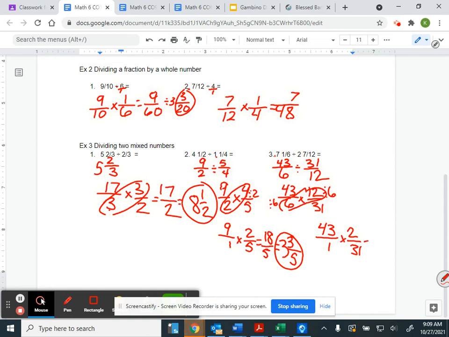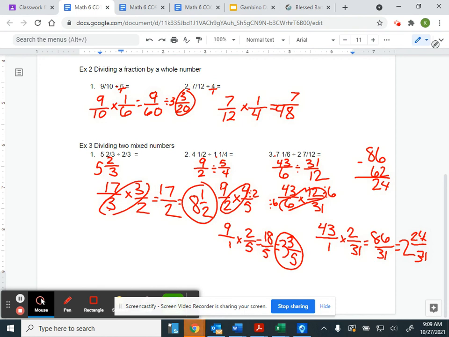So 43 times 2 is 86. 1 times 31 is 31. It is improper, so I need to make it proper. I can take a 31 out of 86 2 times. 2 times 31 is 62. So 86, take away that 62 I pulled out, and I get 24. So it's 2 and 24 over 31.